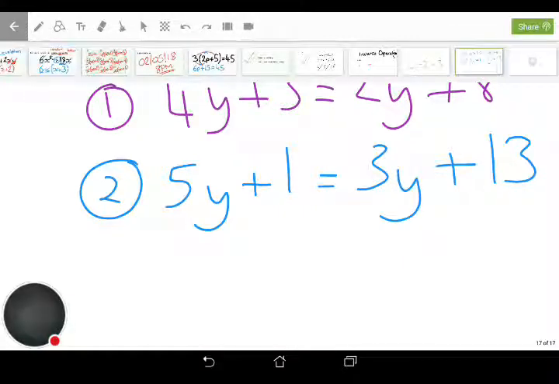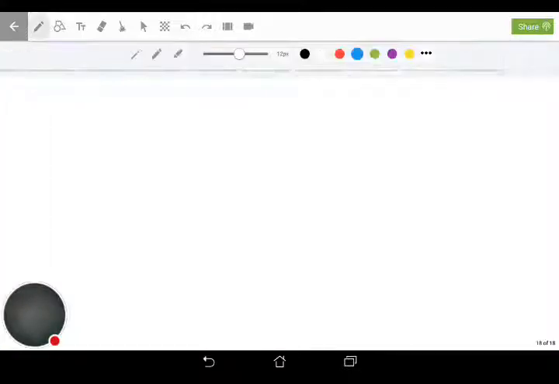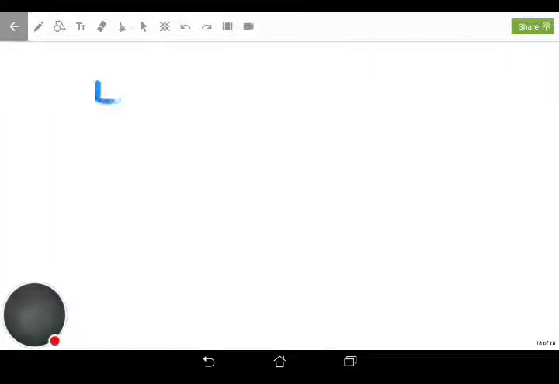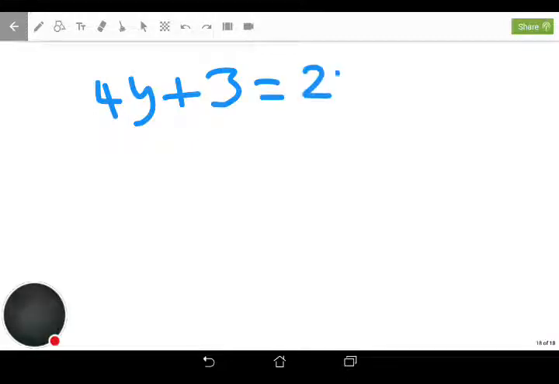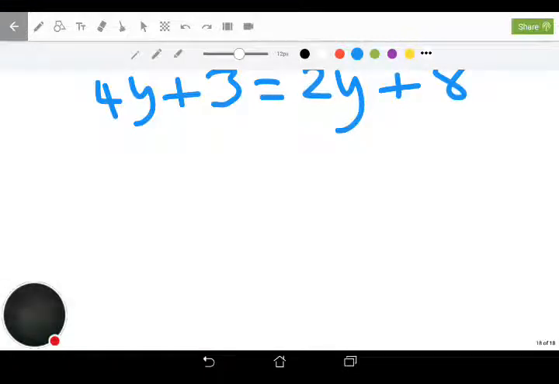Okay, let's have a look at just solving these. So the first question that you had, it was 4y plus 3 equals 2y plus 8. Let's just go through this step by step and see what it is that you should have done with this. Okay, first of all, we've got 2 variables. We've got the 4y and the 2y. So we're going to get rid of the minus 2y, and we do that on both sides.